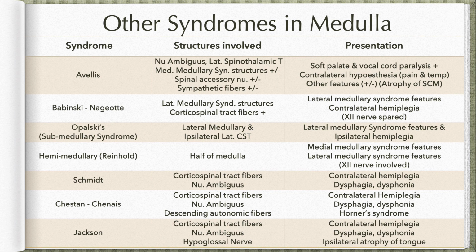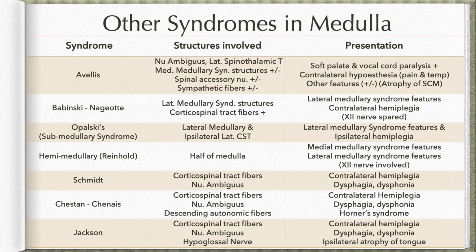Then there is Babinski-Nageotte syndrome. Now here the patient will have all the features of lateral medullary syndrome plus involvement of corticospinal tract fibers. So when we have lateral medullary syndrome features with contralateral hemiparesis, that is what we call Babinski-Nageotte syndrome.